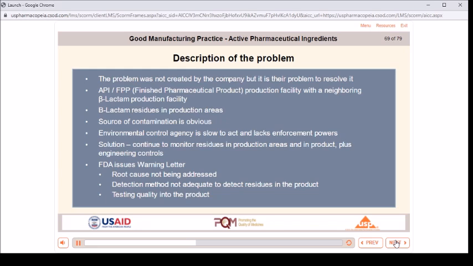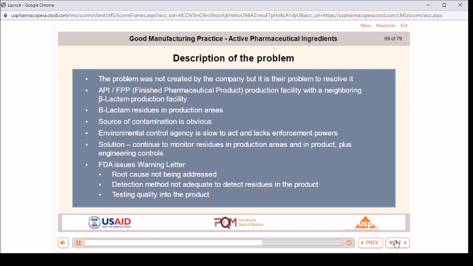Unfortunately, in the country where this incident took place, and surprisingly it was in a Western industrialized country, the path to getting the neighbor to stop polluting is a challenging one, and a lot of investigation and evidence is required to prosecute a company in such circumstances. Consequently, the API FPP manufacturer decided that all they could do was to monitor the residues in the facility and in the product and try to control the problem with some engineering controls.